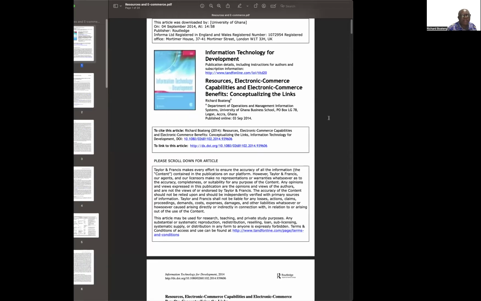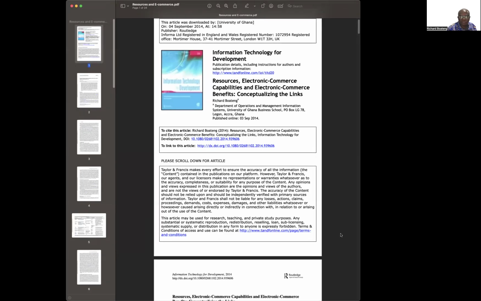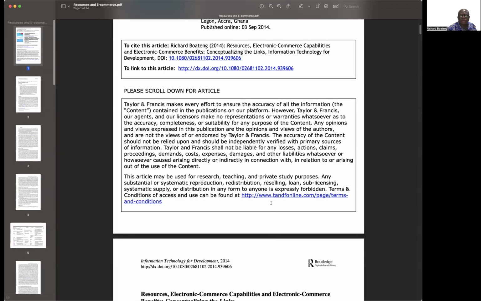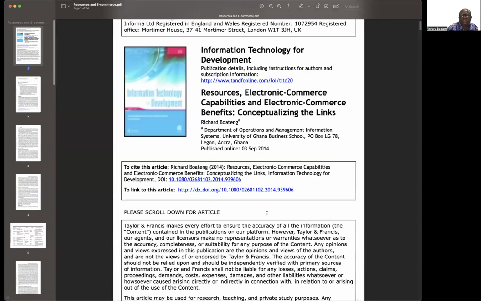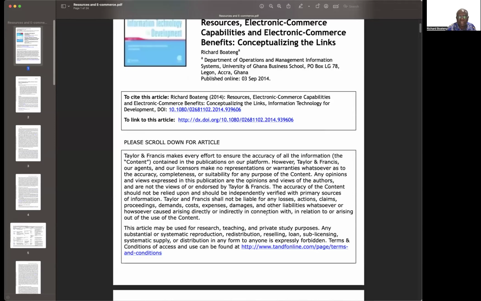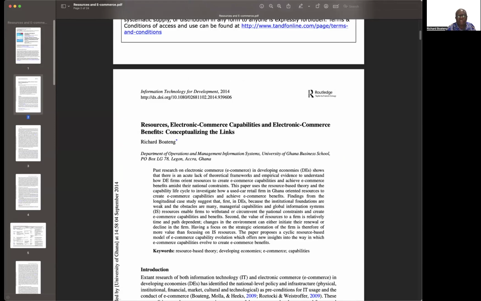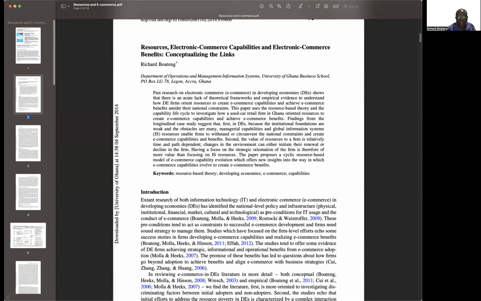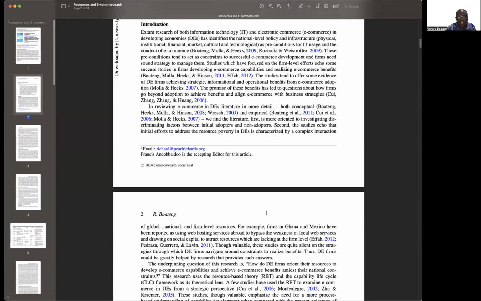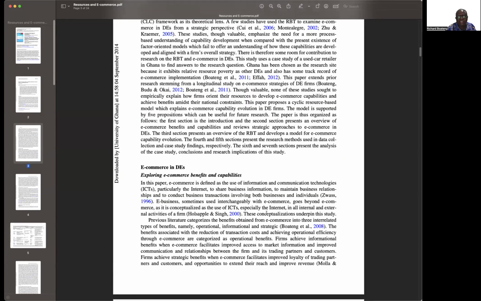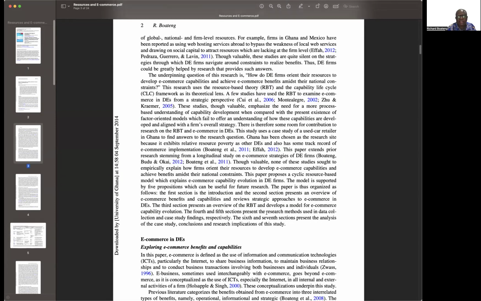So this first paper is a paper that I wrote out of my PhD. It's titled Resources, Electronic Commerce Capabilities, and Electronic Commerce Benefits: Conceptualizing the Links. So this is what the paper is about. This is an abstract. I'm going to share the paper with you so you can look at it yourself later. But the question the research is trying to answer is here.